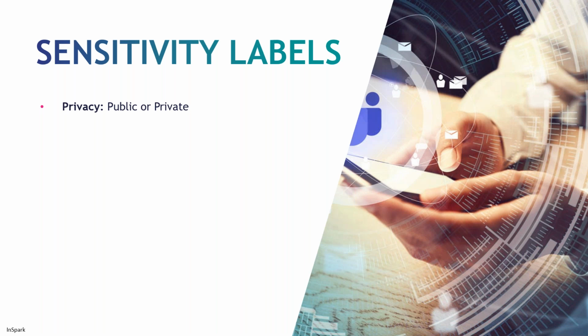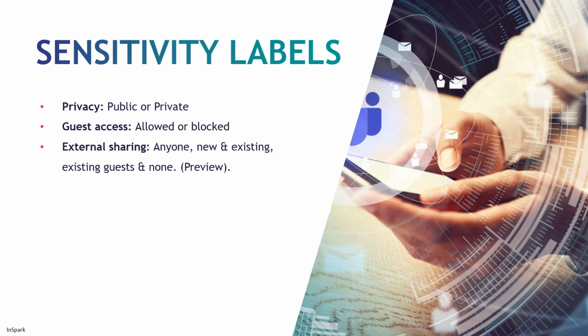So now you have an option to extend these labels, so you can extend them to be used in Teams. Let's say you have a label called internal. You can now say for the label, when this label is being used with a team, the privacy setting is public or private. Guest access is allowed or blocked. The external sharing options are set for anyone, new and existing guests, or none. This is still in preview, but you can use it.